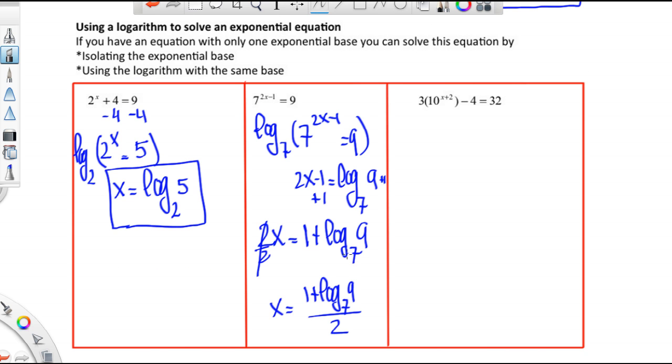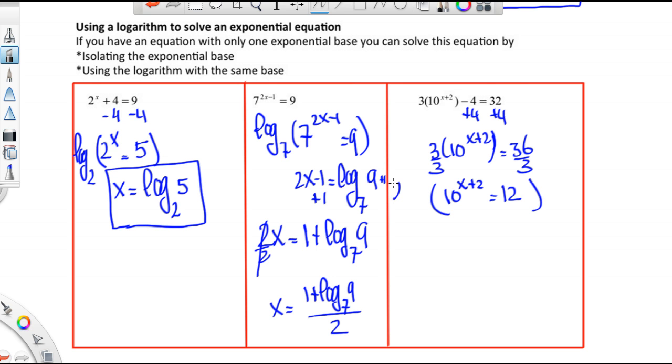Alright, last one. So a plus 4 here, a negative 4 here, so add 4. Then you get 3 times 10 to the power of (x plus 2), that's a large x, in parentheses, equal to 36. This 3 is multiplying the base, so divide by 3. Then you get 10 to the exponent of x plus 2 is equal to 12. Match the log base with the exponential base, then you get x plus 2 here, and on this side you would get the log base 10 of 12.